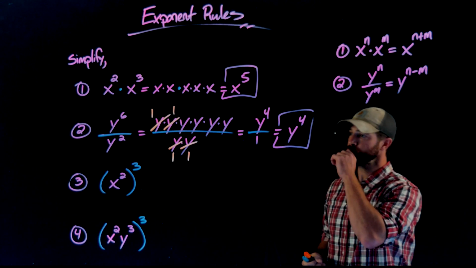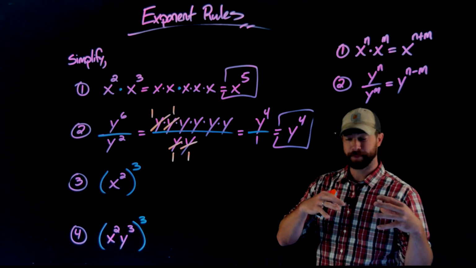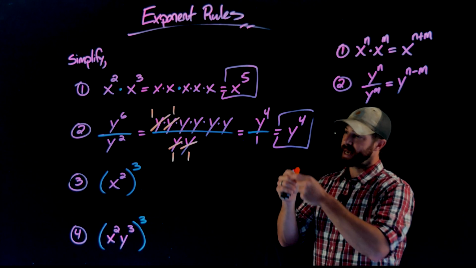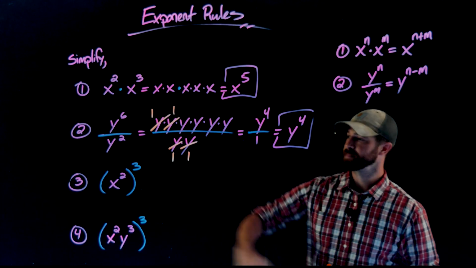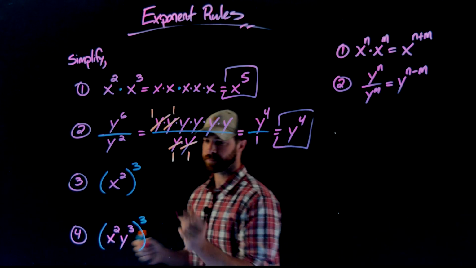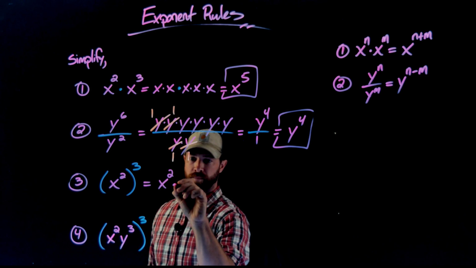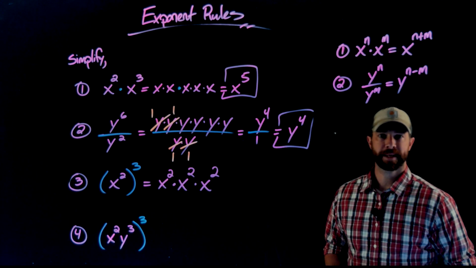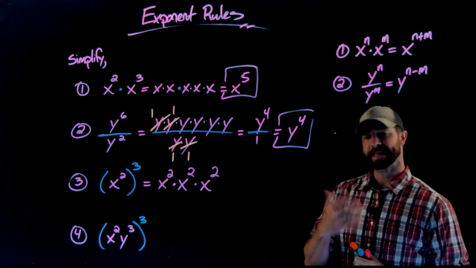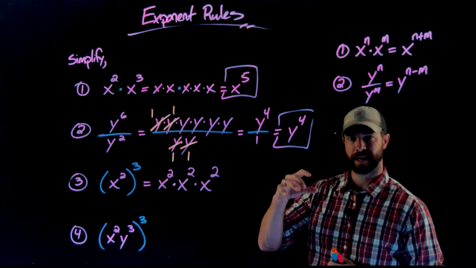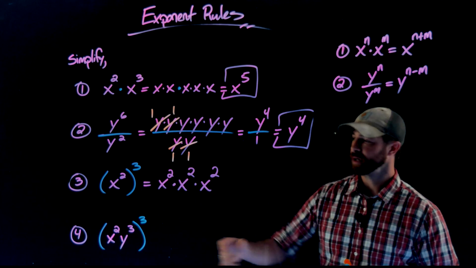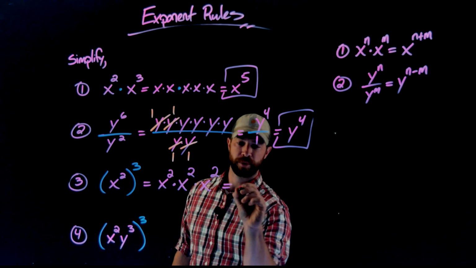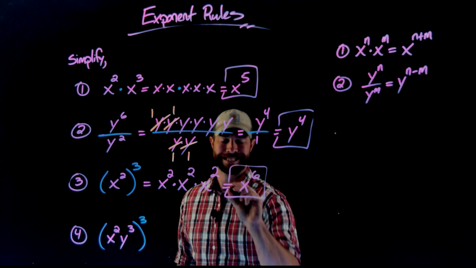All right, moving on. Number 3 is the precursor I set up earlier. We have x squared to the third power. I'm going to write this as x squared times x squared times x squared, expanding the outer exponent here. Now what I can do is actually apply rule number 1 that says if I'm multiplying exponential expressions, I add their exponents. And so I can do that all together here. That would be 2 plus 2 plus 2, which is 6. So I'm applying rule number 1 right here, and I get x to the 6th.